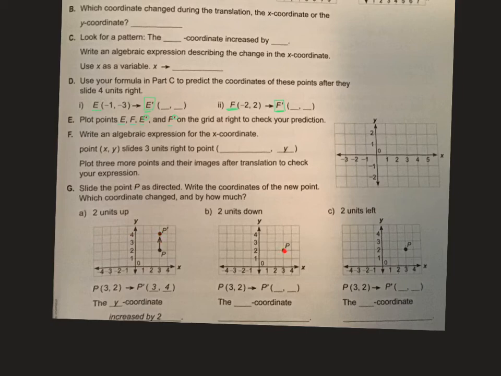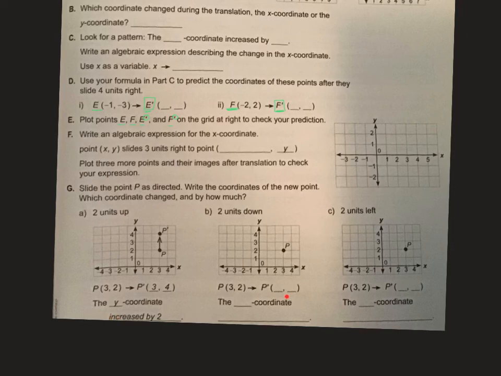Here's P. It asks you to move it 2 units down. So you have to go there and then find what's the x coordinate, what's the y coordinate. 2 units to the left. And then write the names of the coordinates. So at the bottom, you'll say what increased. So here, the x coordinate stayed the same, but the y coordinate changed. The y coordinate increased by 2.